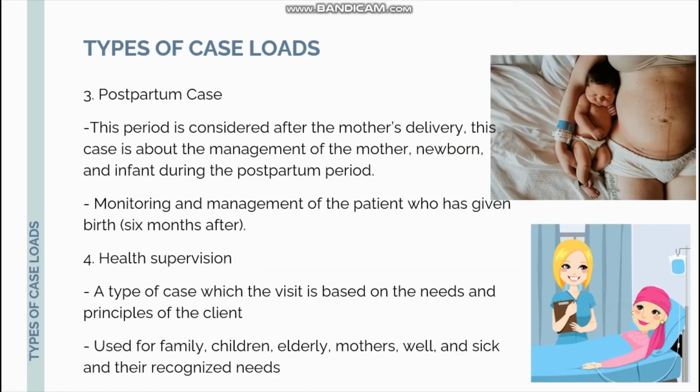Third, postpartum case. This period is considered after the mother's delivery. This case is about the management of the mother, newborn, and infant during the postpartum period. Monitoring and management of a patient who has given birth 6 months after. Fourth, health provision. It is a type of case in which the visit is based on the needs and principles of the client. It is used for family, children, elderly, mothers, well and sick, and their recognized needs.